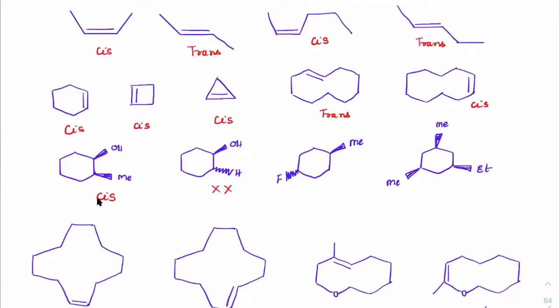None. Why? This side is hydrogen. If nothing is mentioned, the other side is also hydrogen only. Clear, everybody? We need to have two different groups on each carbon. So it won't exhibit any kind of cis or trans here. Clear?